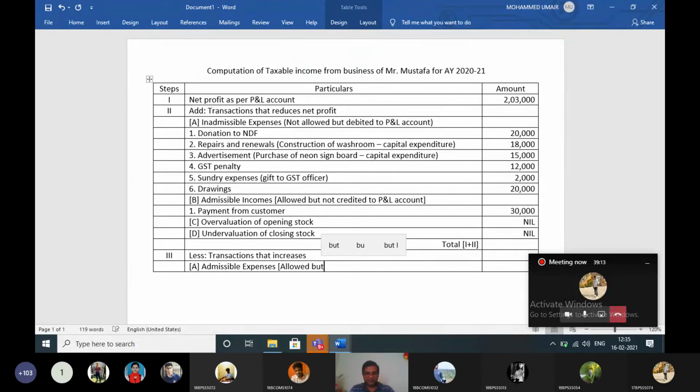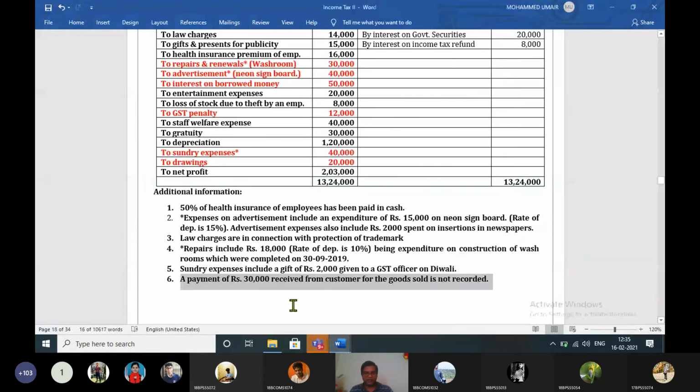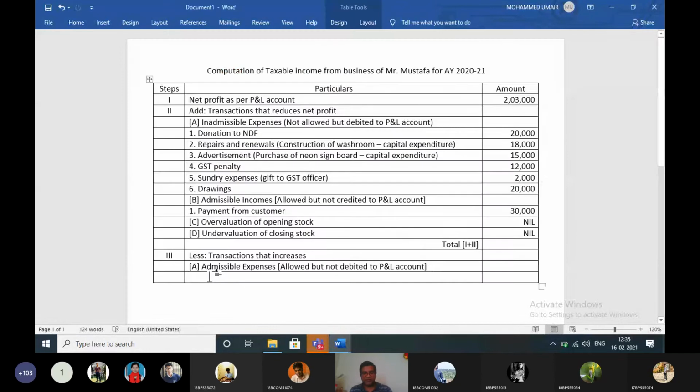but the SSC has not recorded this in the profit and loss account. So we have to locate this in the adjustments. And as per the adjustments, there are a couple of items which we need to account for. One is SSC has spent money on neon signboard, and the amount of neon signboard is 15,000. So on this 15,000 depreciation needs to be charged. So depreciation on neon signboard.